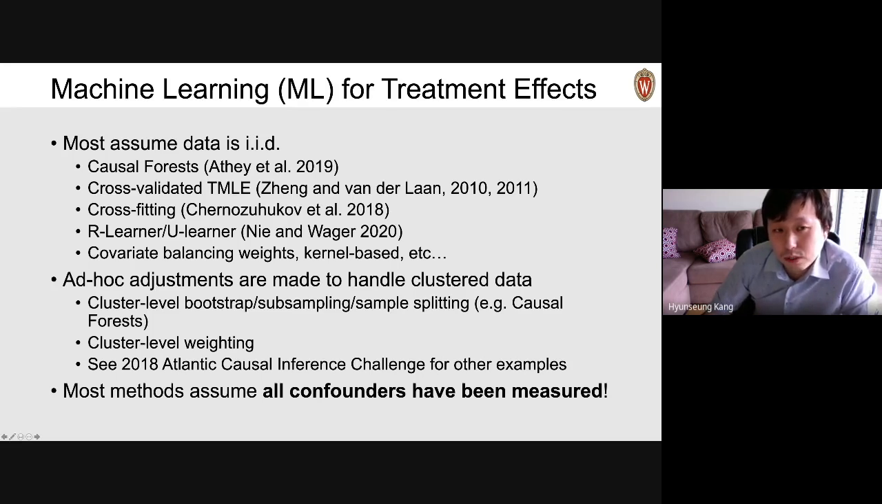Most popular, especially if there's some kind of sampling and resampling involved, is to use cluster level bootstrap, cluster level subsampling, or sample splitting, especially cross-fitting at the cluster level. If you look at the Causal Forest R package, they have an ad hoc way to deal with cluster data if you know what the clustering structure looks like. The other way is to use cluster level weighting, and this kind of ties with the covariate balancing weights as well, and you can try to do this as well. And there was an entire conference and challenge in 2008 dedicated to studying machine learning for treatment effects in non-i.i.d. settings. And all these methods pretty much assume that all confounders have been measured.